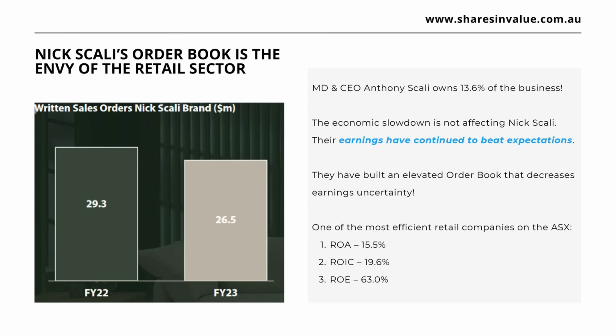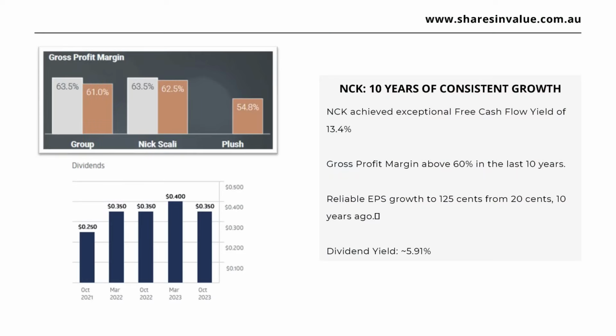They've got great margins. That's the other thing I just wanted to mention. About 62, 63% from memory, but well and truly above 60%. It's amazing for a retailer. They've just acquired Plush. They're expanding rapidly still. 6% trailing dividend as well. Just the financial metrics, very strong.